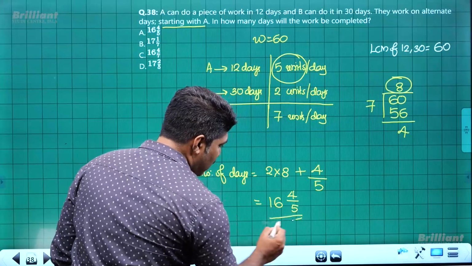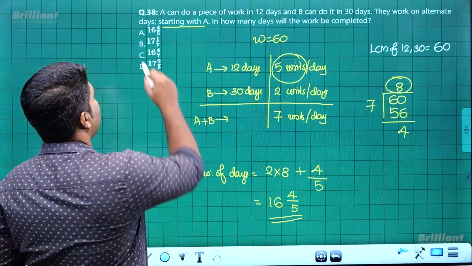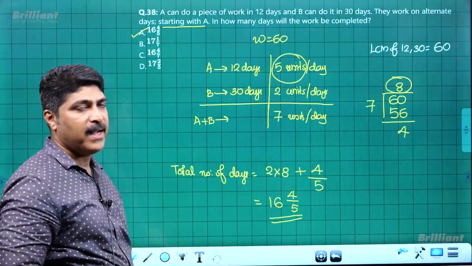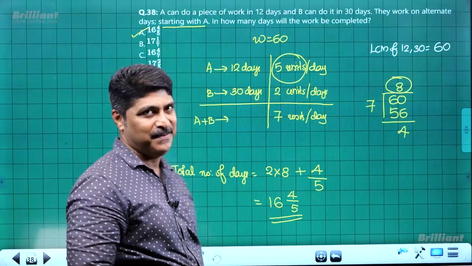Look at the options. 16 and 4 by 5. Our answers are in this form. So therefore, the answer is option A. Understand? That's the easiest approach towards this alternate days work.